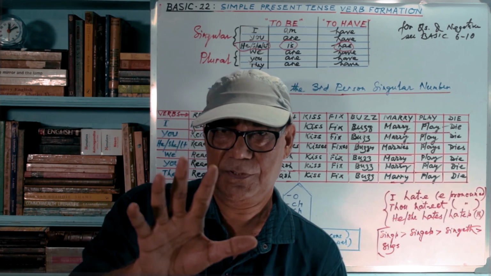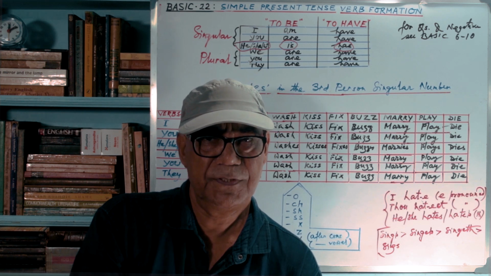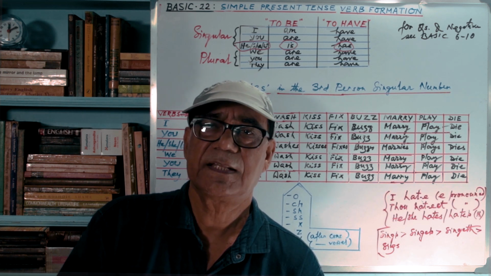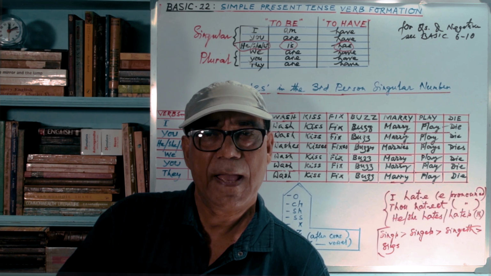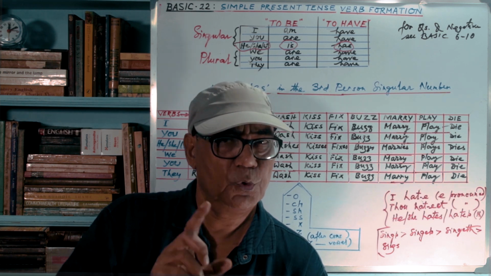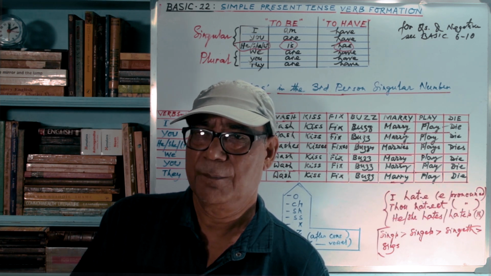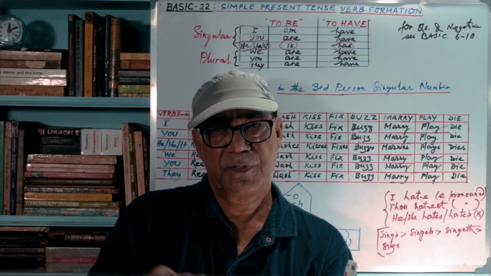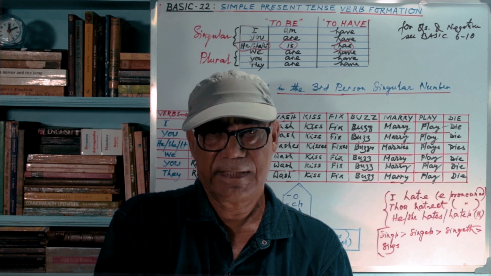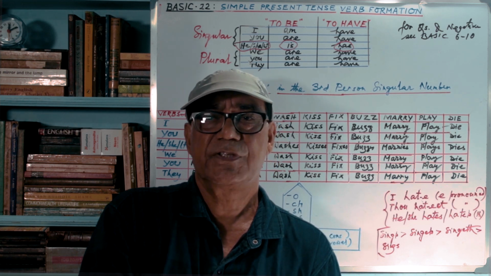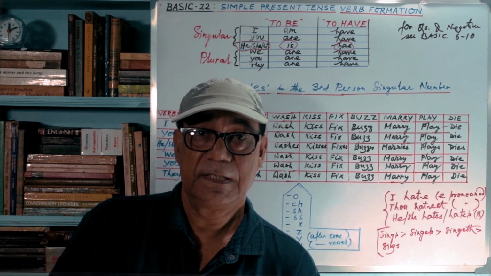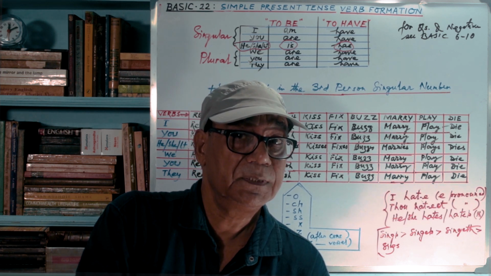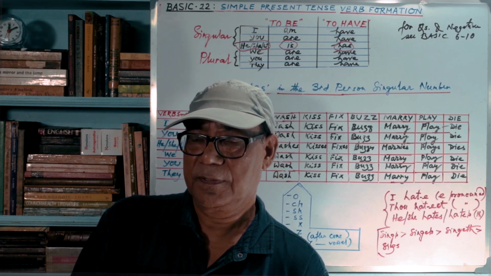We have three persons: first person, second person, and third person. And we have two numbers: singular number and plural number. So it stands like this: first person singular number, first person plural number. Then second person singular number, second person plural number. Then third person singular number, third person plural number.